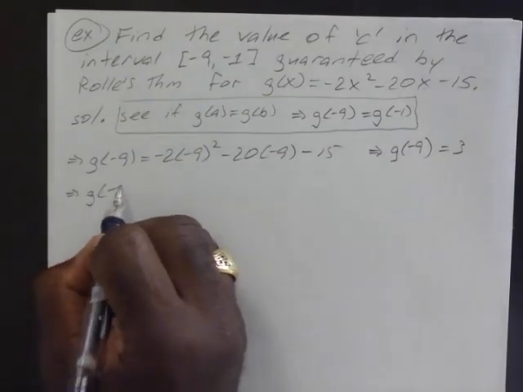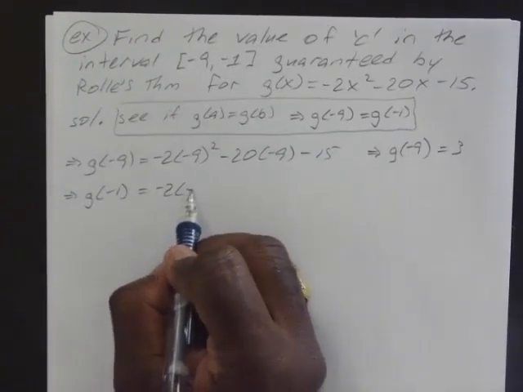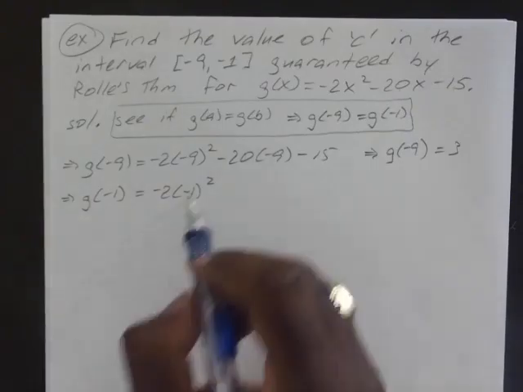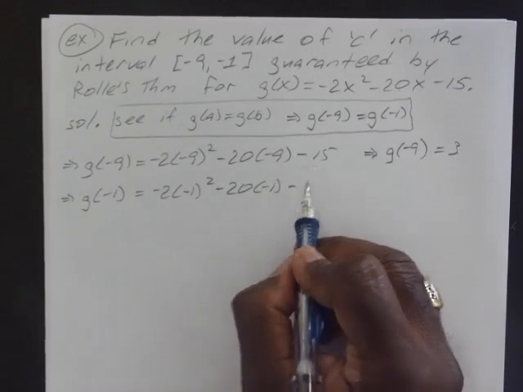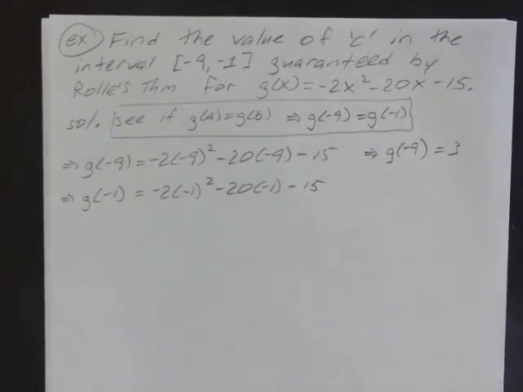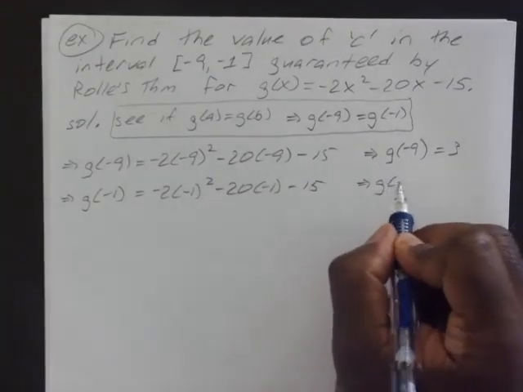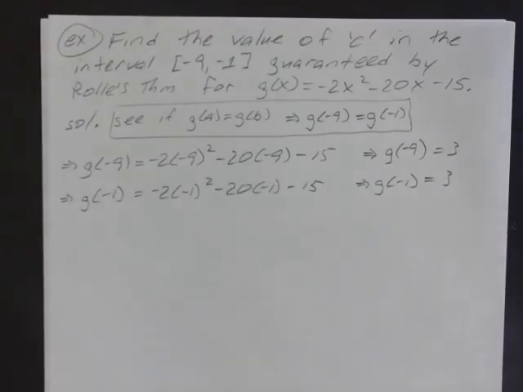Okay, so now g of -1, that's just -2 times -1 squared minus 20 times -1 minus 15. And again, plug it into my calculator, and we know that g of -1 is also equal to 3. So that condition is met.